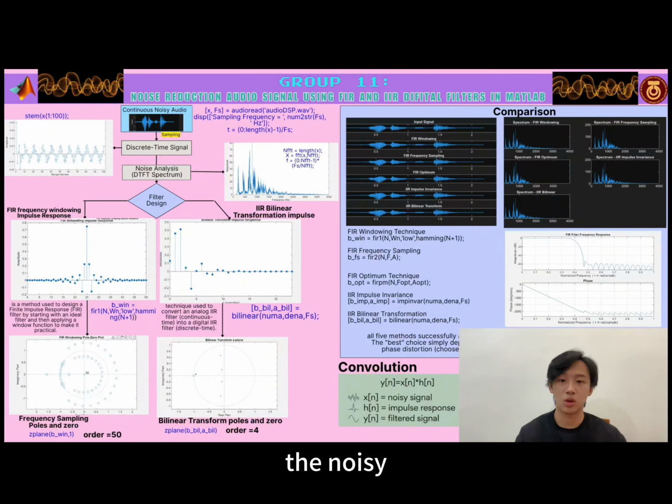First, we import the noisy audio. Second, we analyze its frequency spectrum. Third, we design our different filter. And finally, we use convolution to remove the noise and get a clean signal.